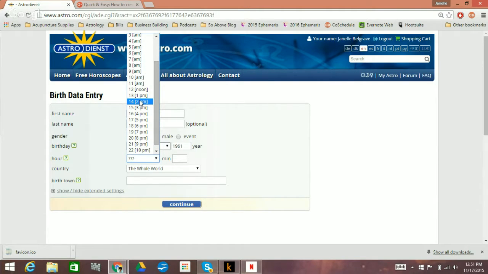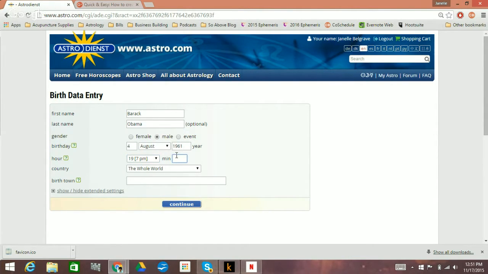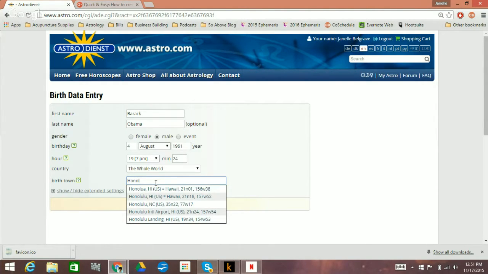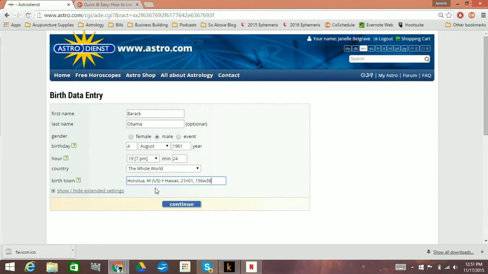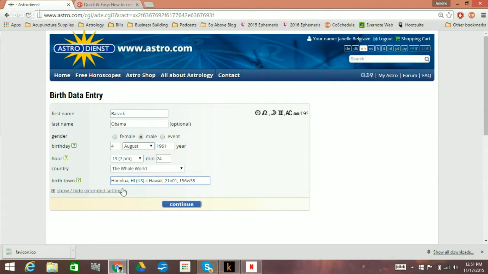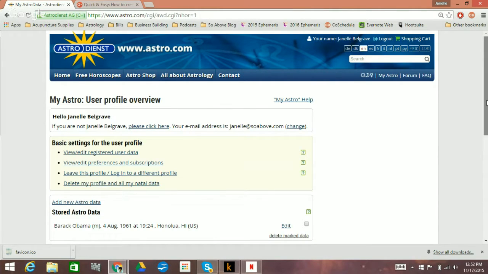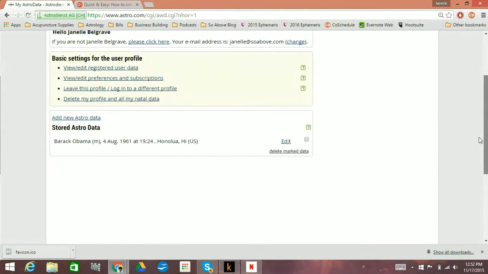So he was born at 7:24 p.m. in Honolulu. Be careful when you're filling out the birth town, because as you can see, Astro likes to give you several different options. Once they start seeing what the name is, make sure you definitely put in your correct birth town, or whoever the birth town is that you're filling in for the person. So here's his birth information.